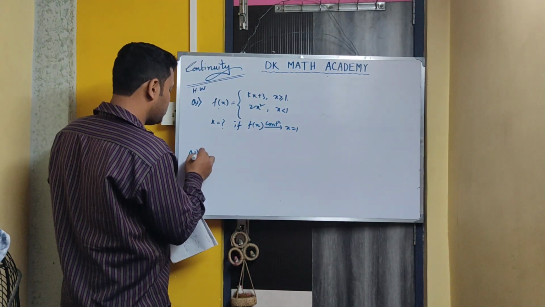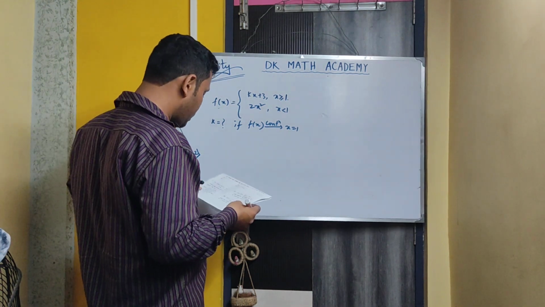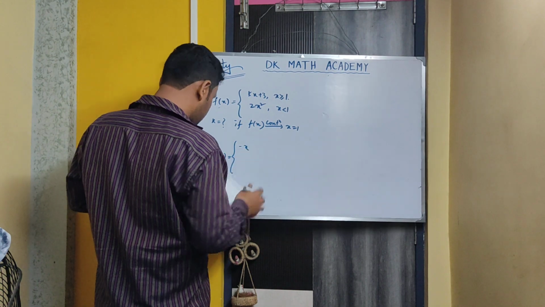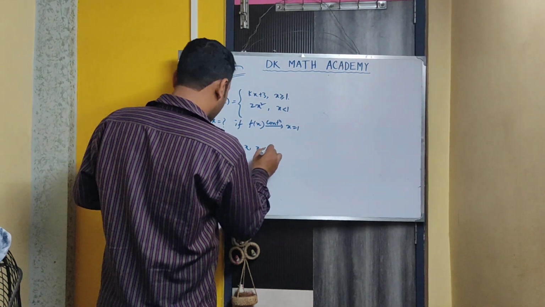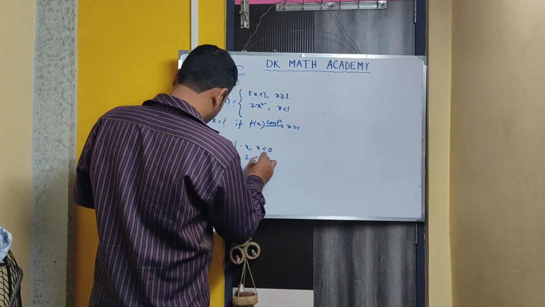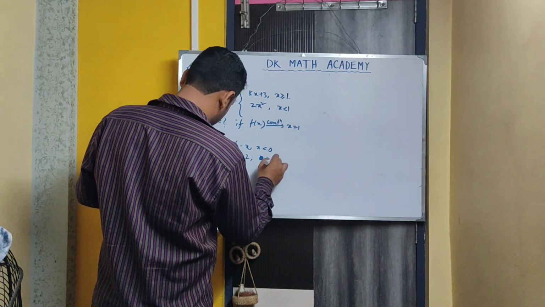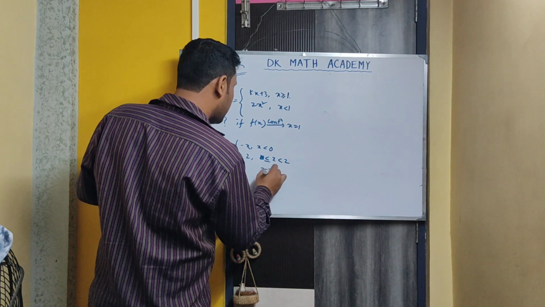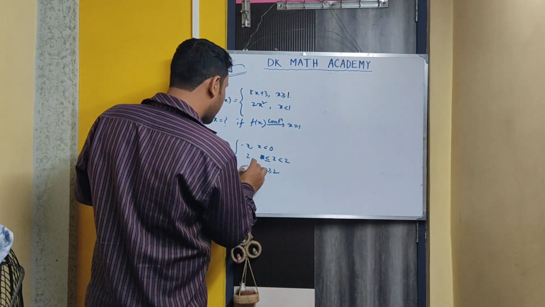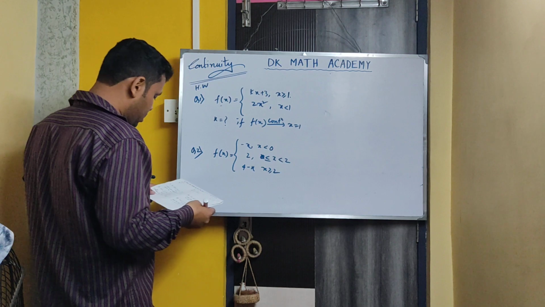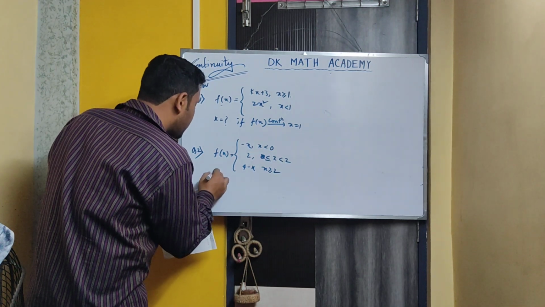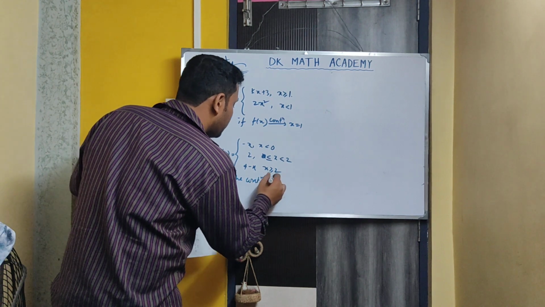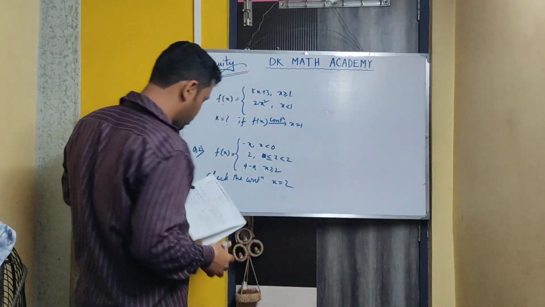The next question, suppose f(x) equals minus x for x less than 0, 2 for 0 less than or equal to x less than 2, and for x greater than or equal to 2 the function is 4 minus x. Check the continuity of the function at x equals 2.